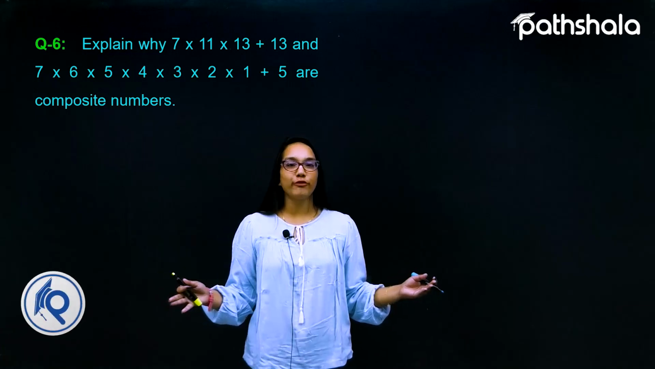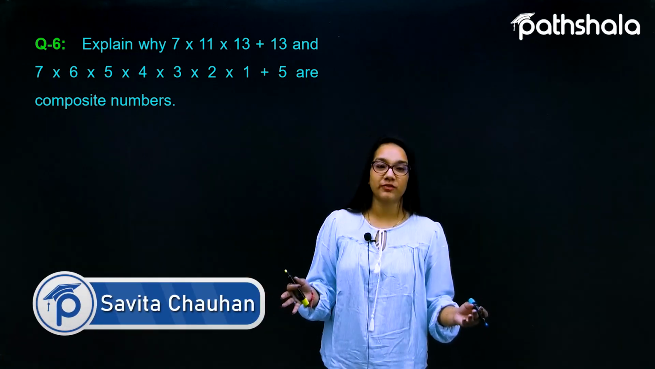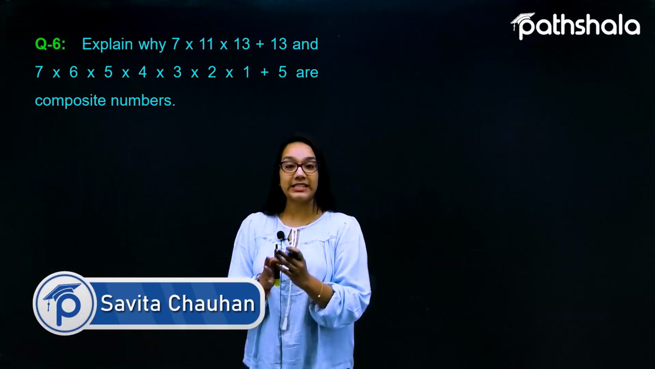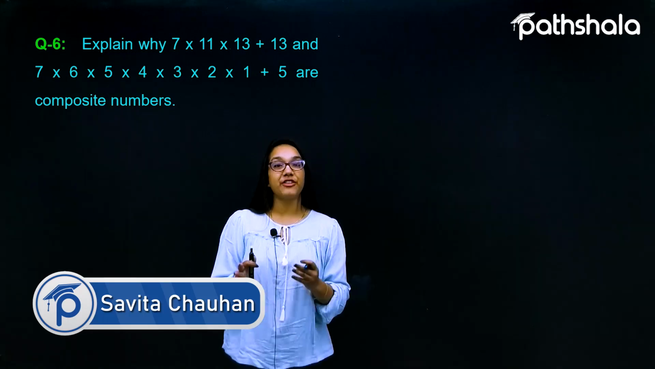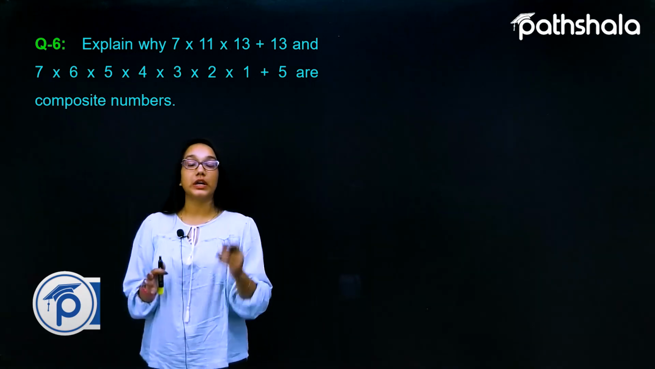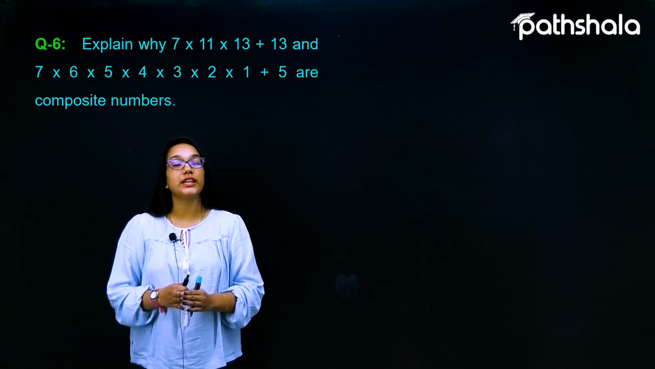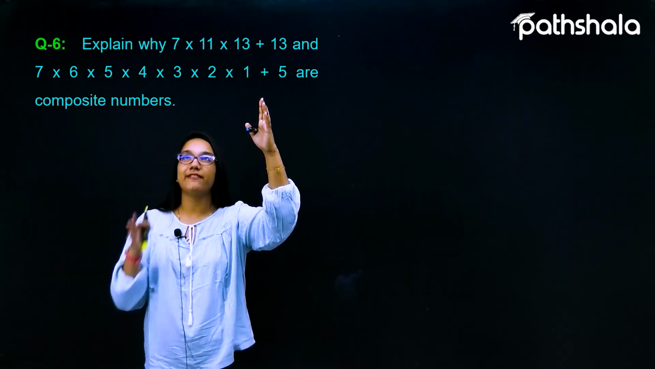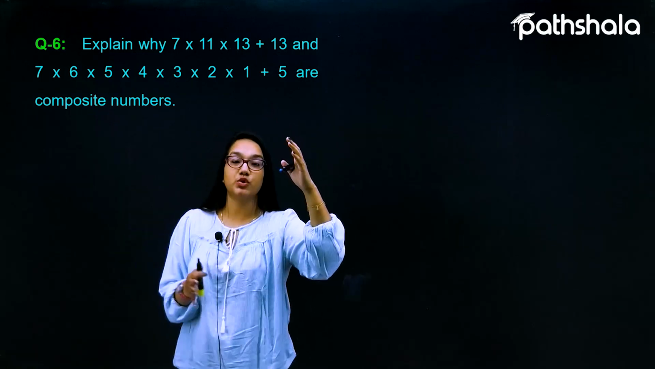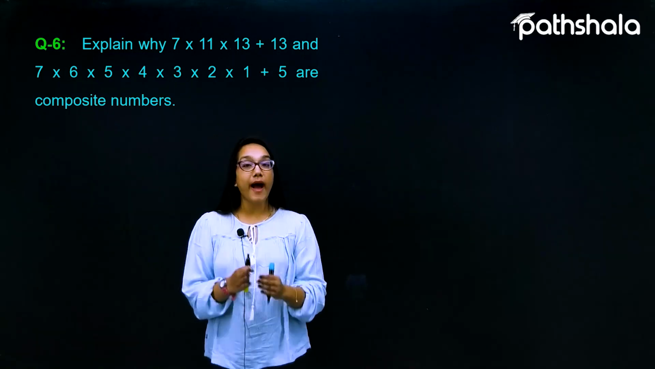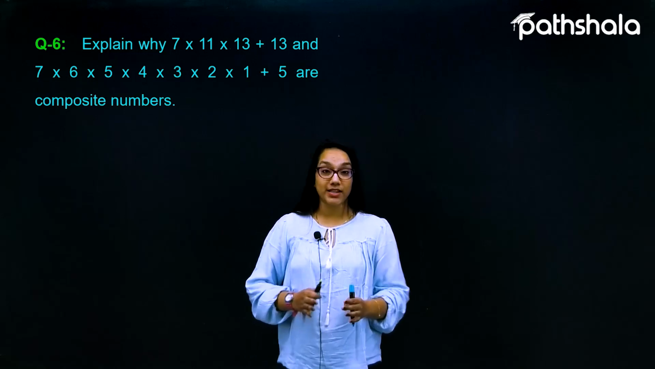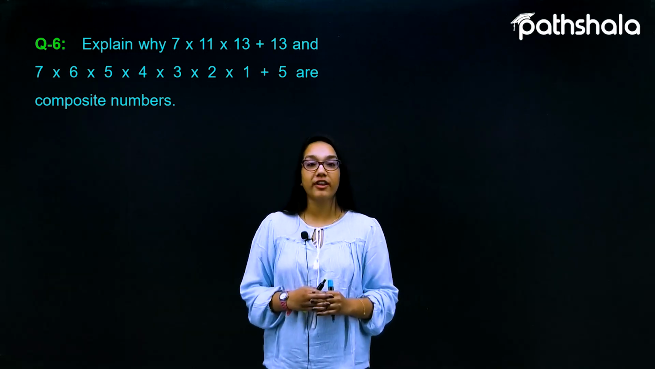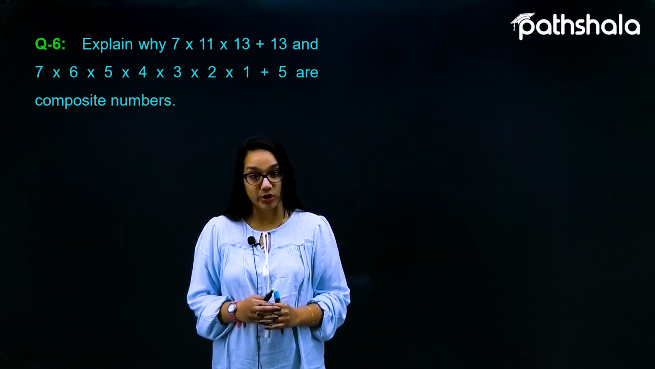So let's just move on further towards the next question, which is question number 6, which says: explain why 7 into 11 into 13 plus 13, and 7 into 6 into 5 into 4 and so on plus 5, are composite numbers. So we have to show why these numbers are called composite numbers. First of all, we know the definition. What is the meaning of a composite number?